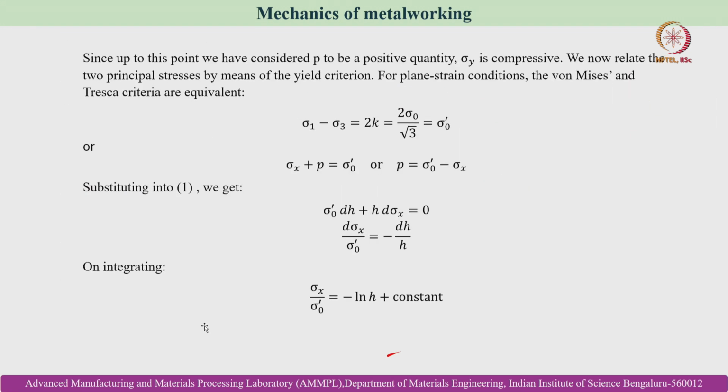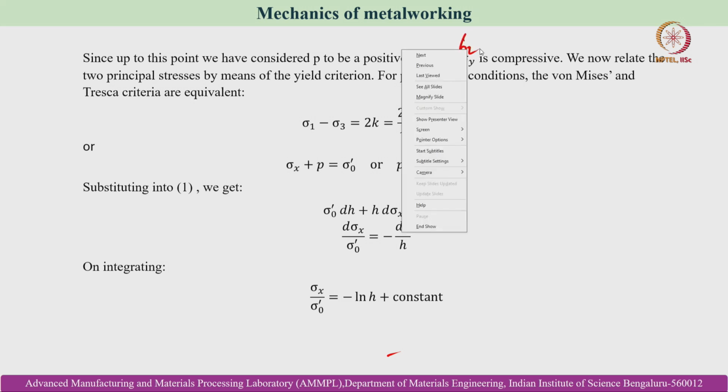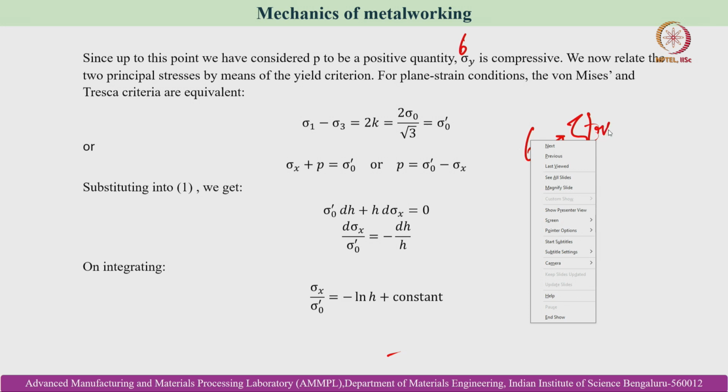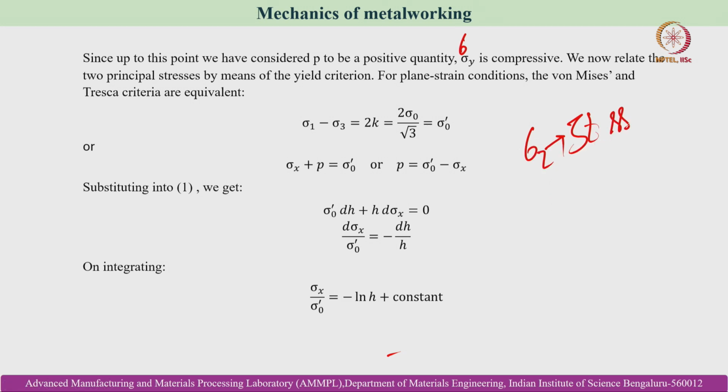So then we are arriving at this. Up to this point we have considered p to be a positive quantity. Sigma y, or as we have expressed here, sigma z, is nothing but the stress in the thickness direction of the slab. Hence it is compressive in nature, as evident from the minus sign of the p.